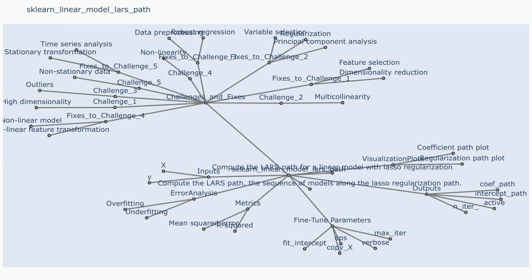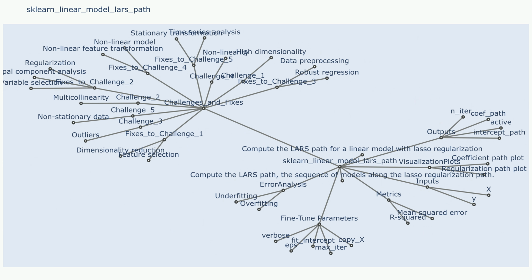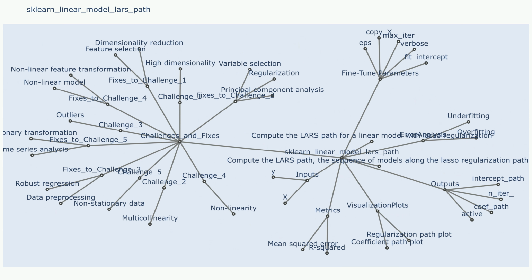Challenge 2. Collinearity. When there is high collinearity among features, the LARS algorithm may be unstable. Sample use case. A dataset with several features that are highly correlated. Fixes to challenge 2. Regularization. Use a regularization technique, such as lasso or ridge, to reduce the impact of collinearity. Principal component analysis, PCA. Apply PCA to reduce the dimensionality of the data by transforming the features into a set of uncorrelated components.